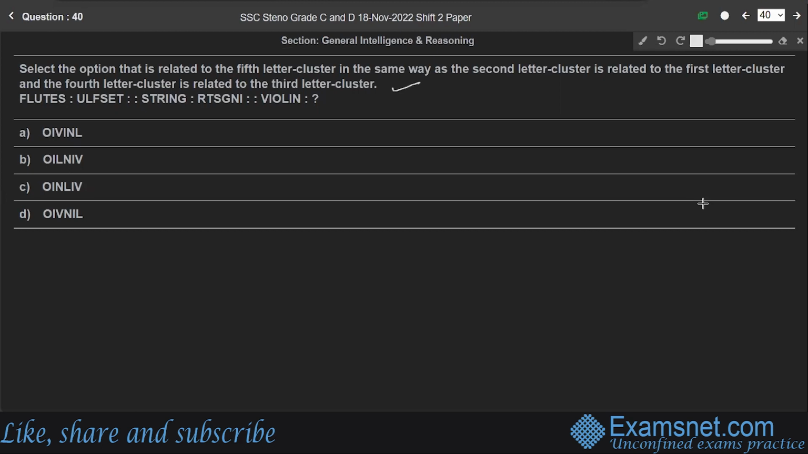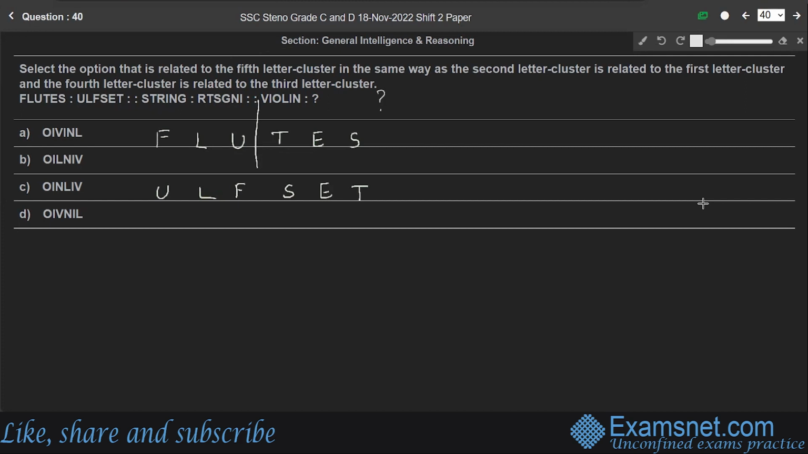Question number 40. Select the option that is related to the fifth letter cluster in the same way as the second letter cluster is related to the first letter cluster and the fourth letter cluster is related to the third cluster. We need to find the sixth cluster now. So we'll consider the first two clusters. The first letter cluster is FLUTES, which is related to ULFSET. Here the code for flutes is ULFSET.